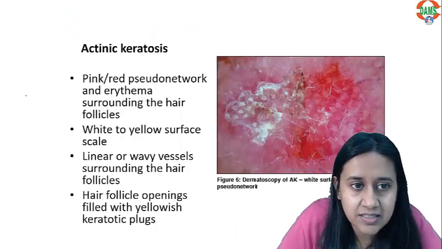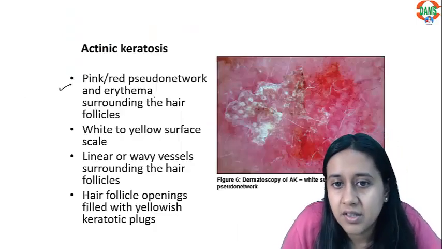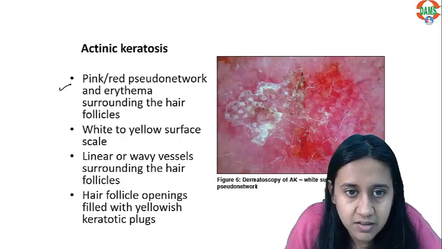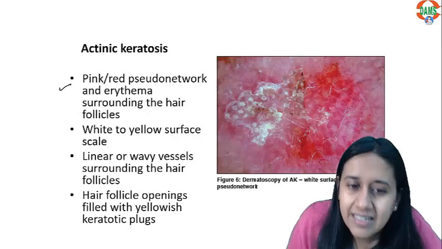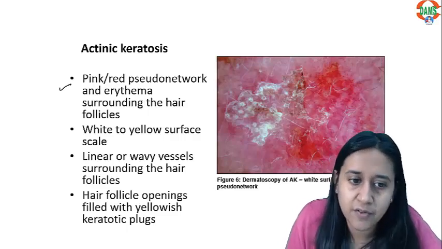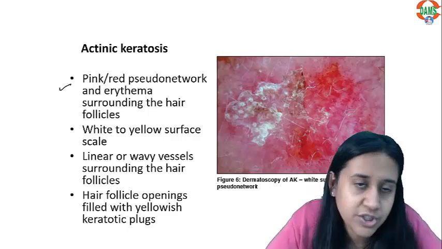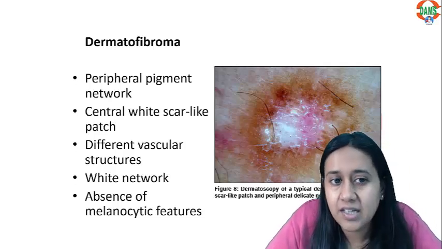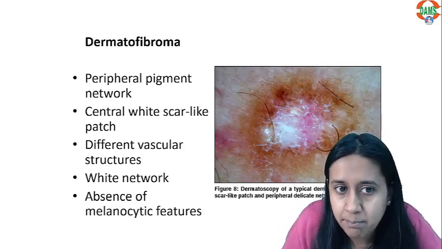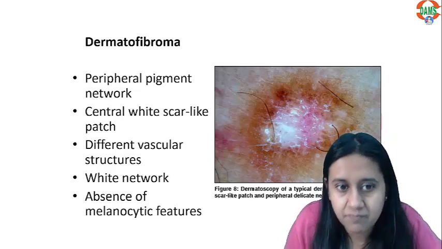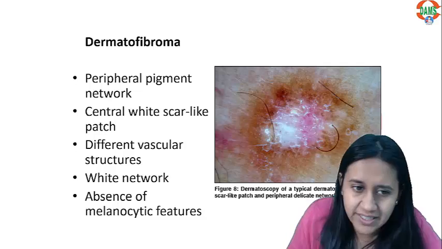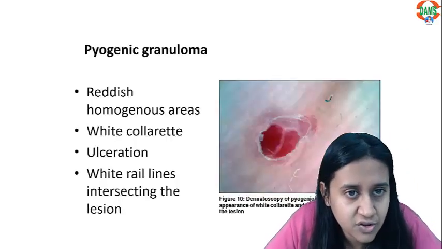Actinic keratosis has pink-red pseudo network. Can you see the pink-red pseudo network surrounding the hair follicle? Then you have whitish yellow surface, linear wavy blood vessels, hair follicular opening which is filled with yellowish keratotic plaque. In dermatofibroma, you can see the peripheral pigmented network, the central white scar-like patch. Then you have vascular structures, white network and absence of melanocytic features.